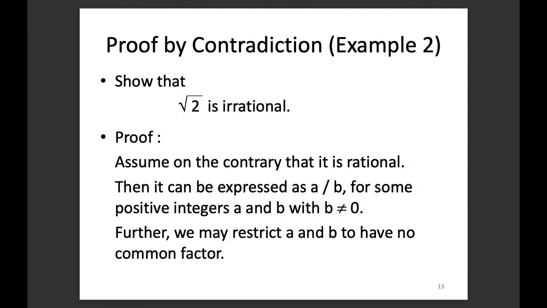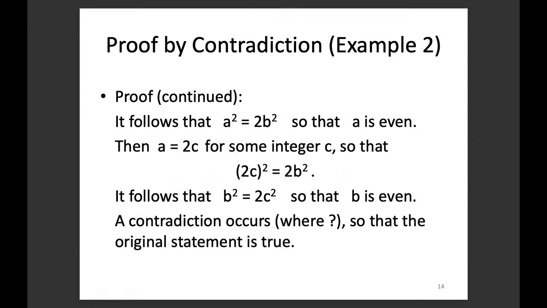Okay, so we assume that square root 2 is equal to a over b, and a, b do not have any common factor. Now, because square root 2 is equal to a over b, after squaring both sides, we have 2 is equal to a squared over b squared. So we will have a squared is equal to 2b squared, so that we know that a is even. Yeah, a squared is equal to 2b squared, right? So 2 times b squared, so it is an even number.